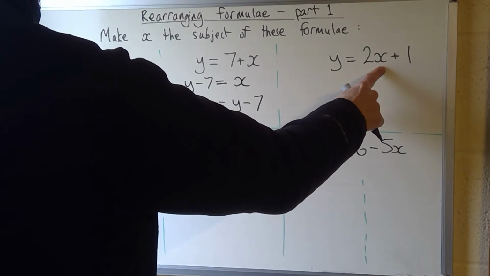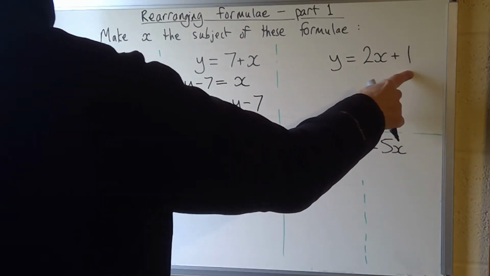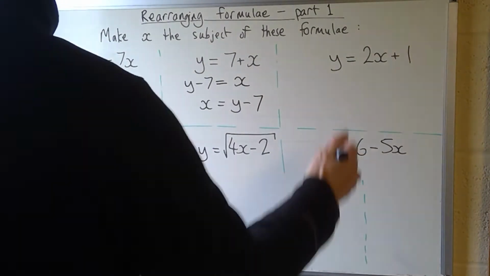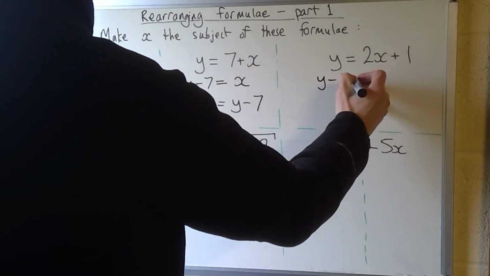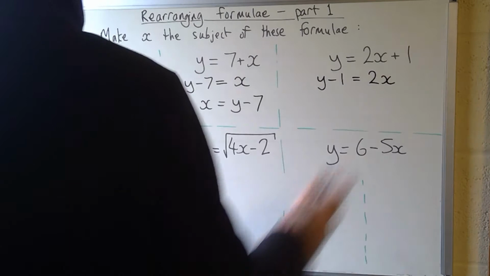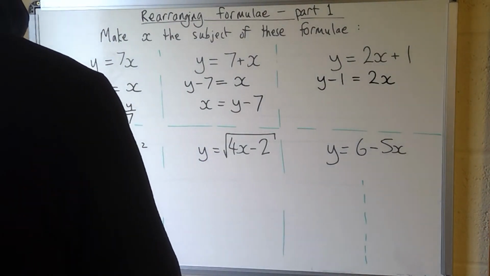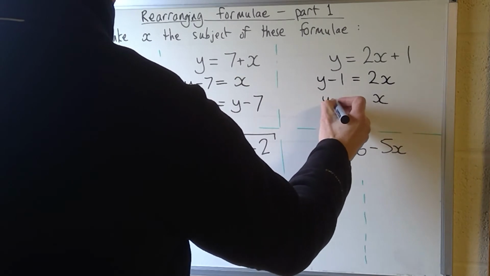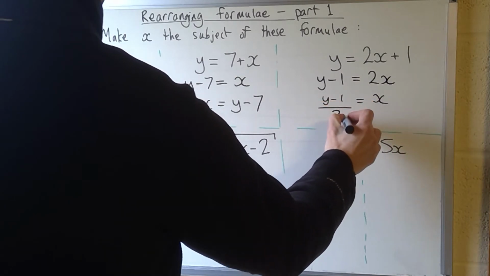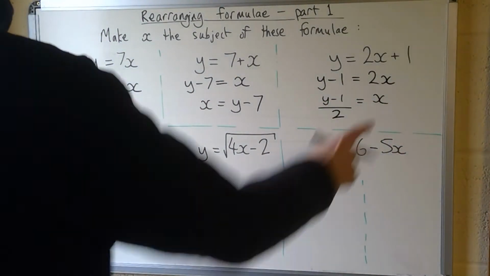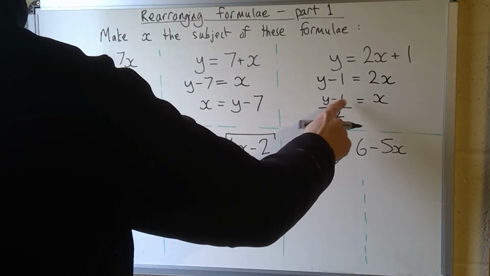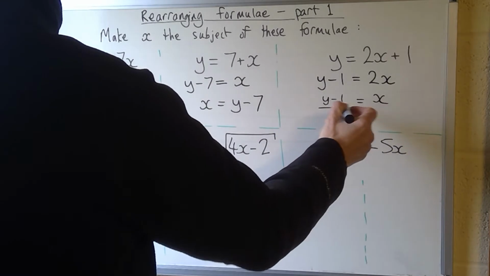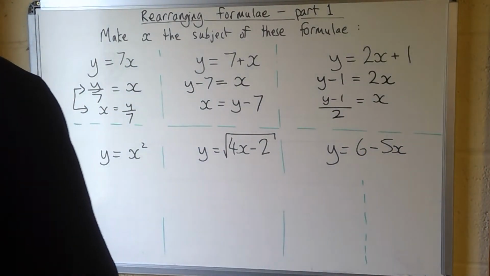So here, like I say, I've multiplied it by 2 and then add 1. So the first thing I need to undo is this adding 1 by taking 1 from both sides. And then I'm going to divide both sides by 2. So I'm dividing the whole of that left hand side by 2. And I'm going to leave the x on this side this time. So y minus 1 over 2 equals x. Make sure that it's all divided by the 2.